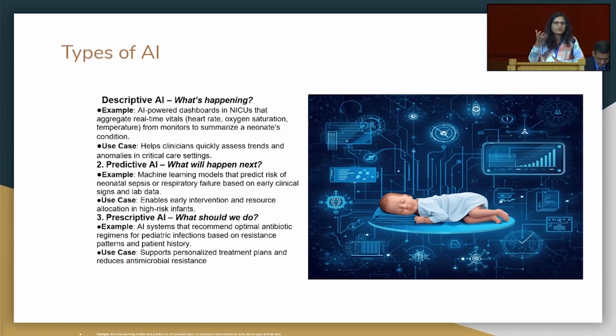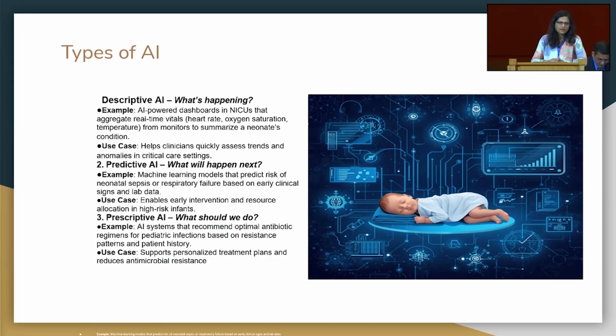And the next one is predictive. So, okay, now you have all this data that described all this data, so what are you going to do with that? The algorithms function by predicting something. It has all this data from the lab, from the monitors, and it says, okay, this patient with this particular data is at risk for neonatal sepsis or respiratory failure. So it helps you risk stratify the patient so that you can identify problems earlier, and it helps with early intervention. And then prescriptive AI.